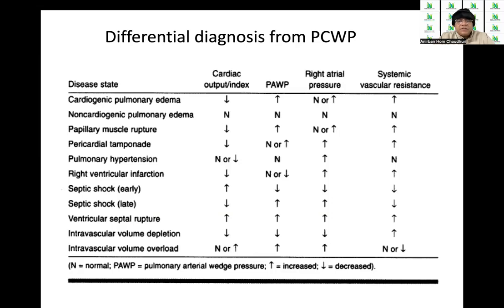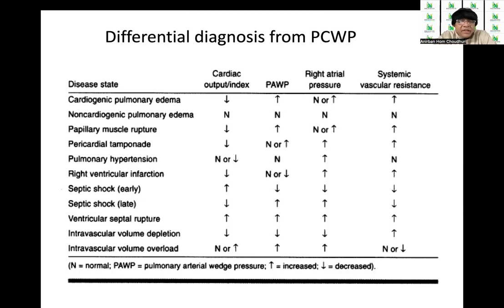If there is papillary muscle rupture, then there is again a fall in cardiac output with increase in wedge pressure, and the changes are similar to the ones in cardiogenic pulmonary edema. So we need to differentiate it through other means.